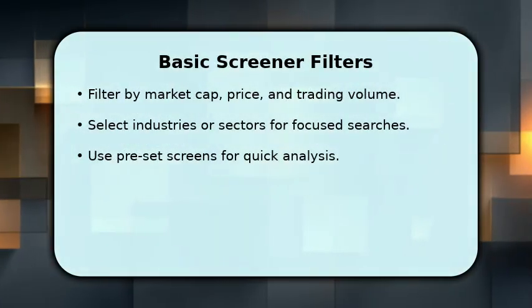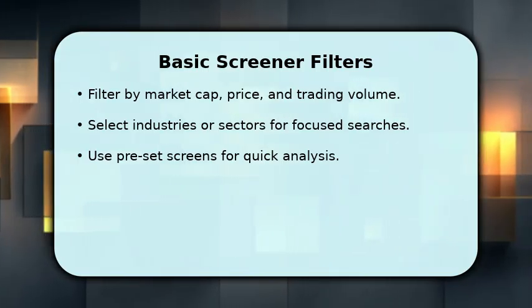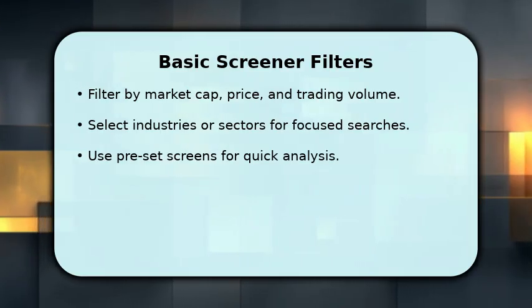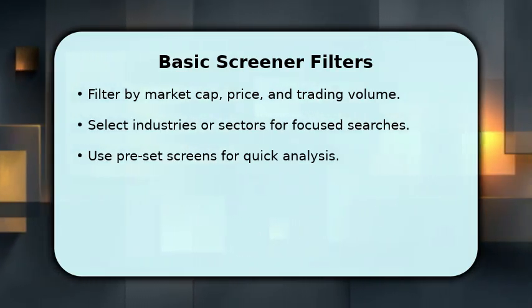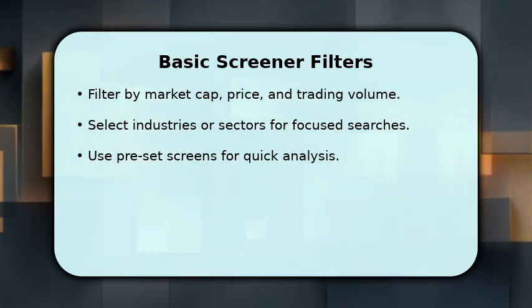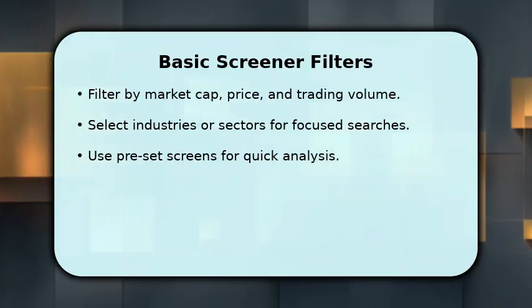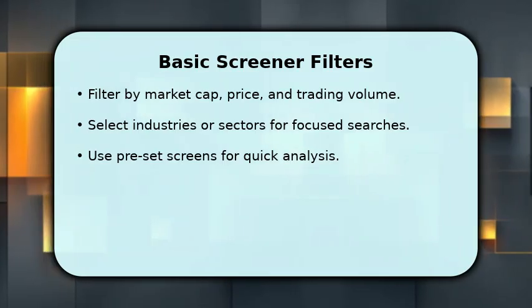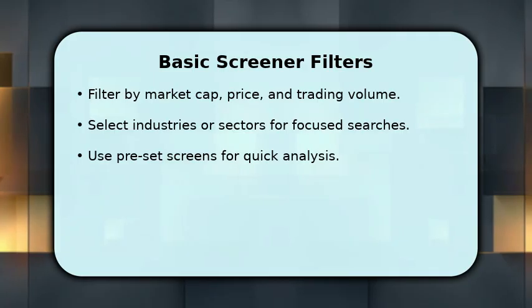Let's begin with the basic filtering options available in the Webull screener. You can easily filter stocks by essential metrics like market capitalization, current price, and average daily trading volume. This allows you to quickly exclude stocks outside your preferred range. Additionally, you can select specific industries or sectors to focus your search, or utilize one of the convenient preset screens for a quick start to your analysis.